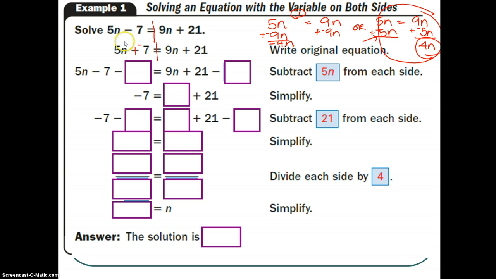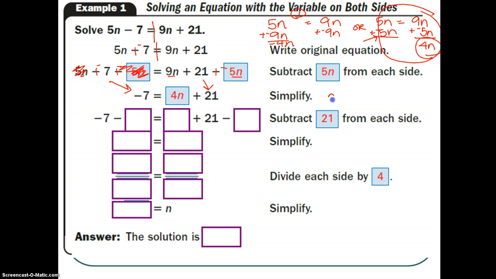Remember, why did I add the opposite? Because this was positive 5n. So to clear it, to get it to be 0, I had to add the opposite. I'm going to do that to both sides. That clears the 5n's on the left side. You're left with negative 7. And what is positive 9n plus negative 5n? Positive 4n, and then bring down the 21.